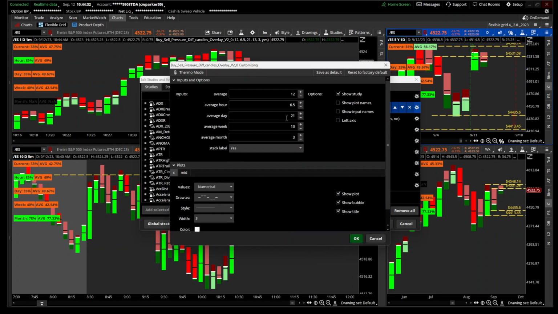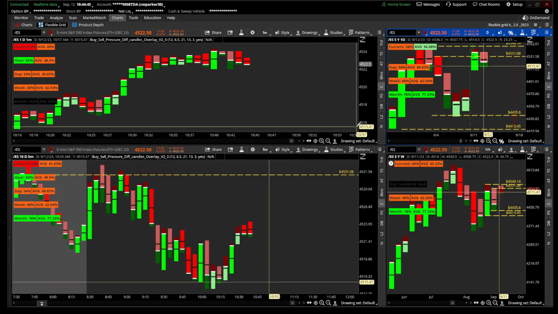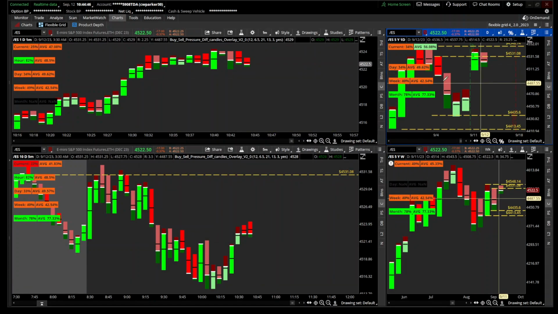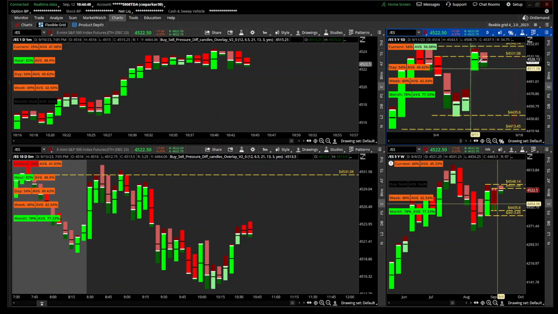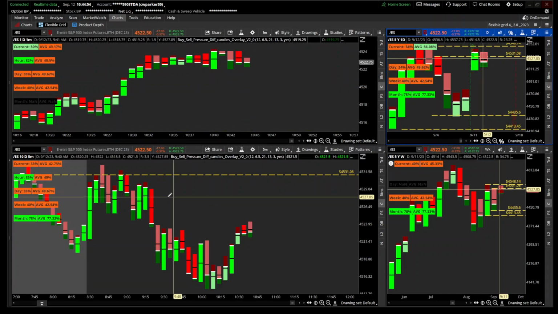Yeah, I set the average on the daily to 21 days, and the hourly I have set for 6.5, and for the 5 minutes I have set for 12. But on the 1 minute, I believe I have it set for 15. But you can actually see the buying and selling pressure within the candles. And this, like I said, this is the E-mini, and this is version 2 that'll be out shortly.